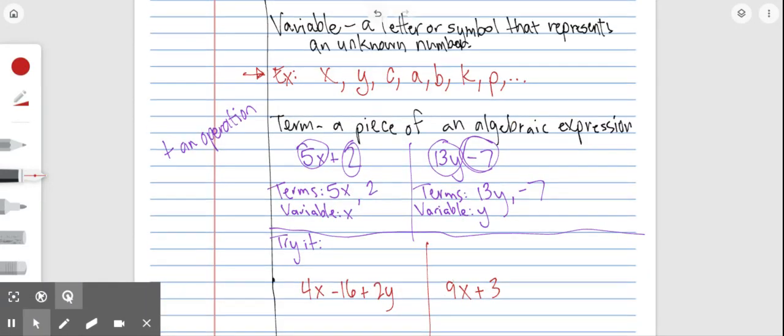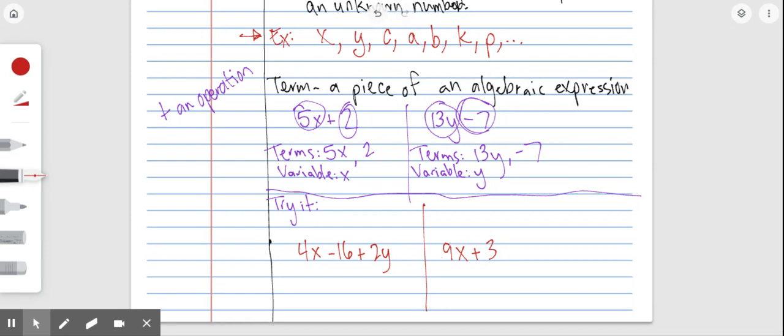Okay, so my two try-its are 4x minus 16 plus 2y and 9x plus 3. So I want you to find the terms and I want you to find the variables for both of them. So take a minute, pause this video, find the terms and the variable for each one, or variables.